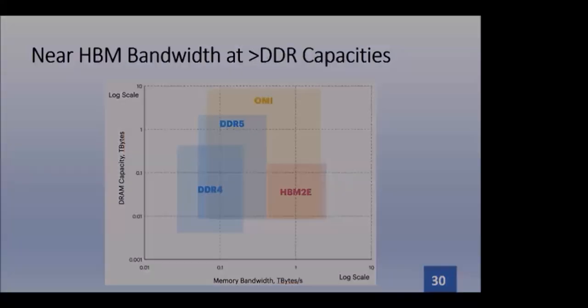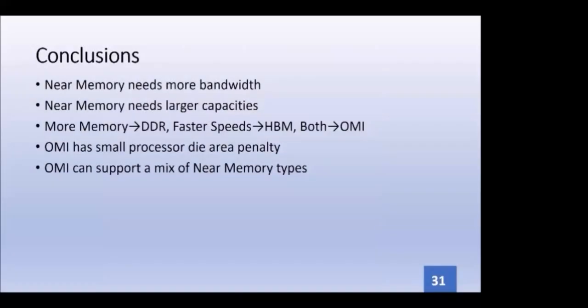So to recap, higher core counts require higher near memory bandwidth, and HBM offers that at the cost of memory size. But modern software requires ever-increasing near memory sizes, and although DDR can do that, it's significantly slower than HBM. Systems need near memories that provide both. OMI does this while consuming less processor die area than DDR and HBM. And, as an added bonus, OMI can be used for future systems with a mix of memory types.